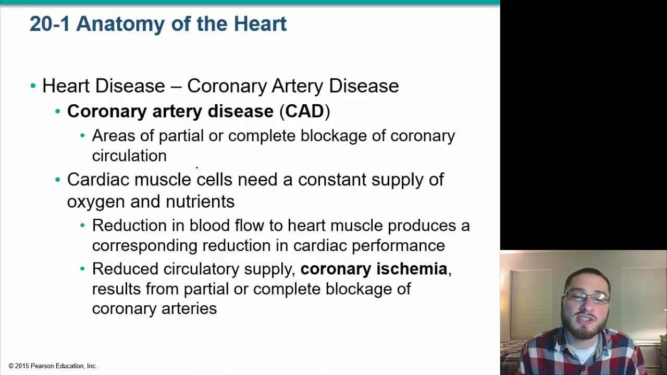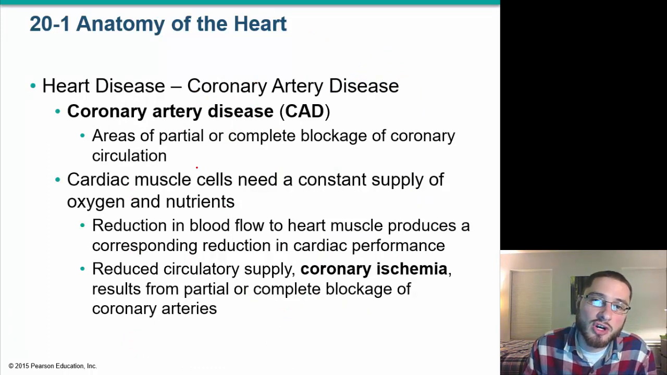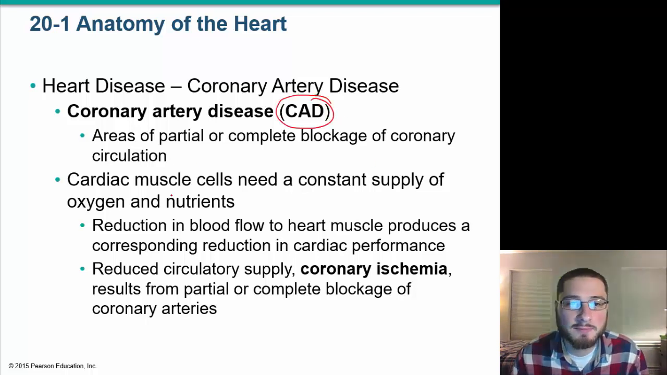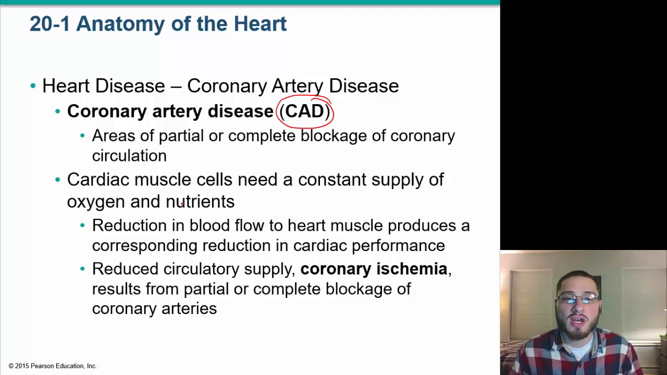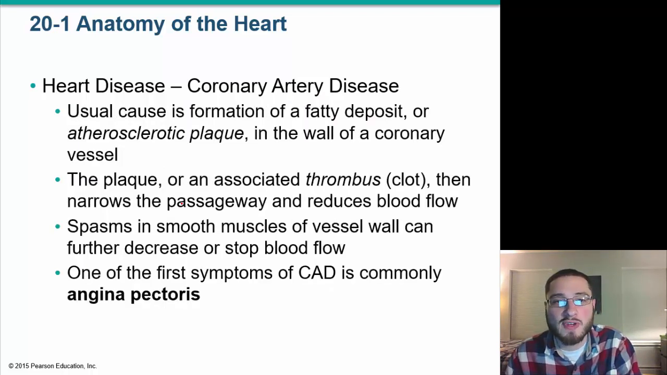So some of the major diseases that we talk about in anatomy and physiology are coronary artery disease, sometimes called heart disease. Nowadays they've abbreviated it as CAD. It's areas of partial or even complete blockage of coronary circulation. So cardiac muscle cells need a constant supply of oxygen and nutrients, there's going to be a reduction in this blood flow and in the oxygen, and it's going to cause health problems, and doctors are going to have to go in and do surgery and open up those vessels for people.